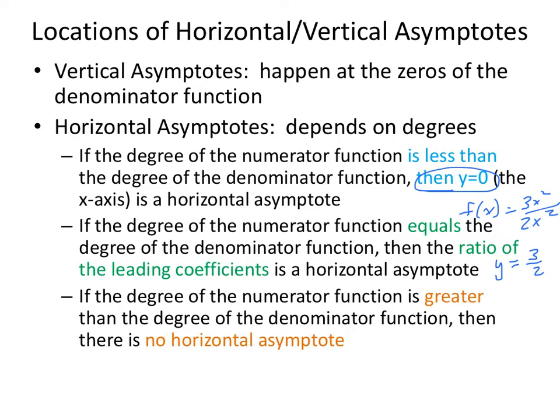Next one, if the degree of the numerator function is greater than the degree of the denominator function, then there is no horizontal asymptote. Okay, so say I've got f of x equals 3x cubed over x. Yeah, the top one's bigger than the bottom one, so there is no horizontal asymptote.